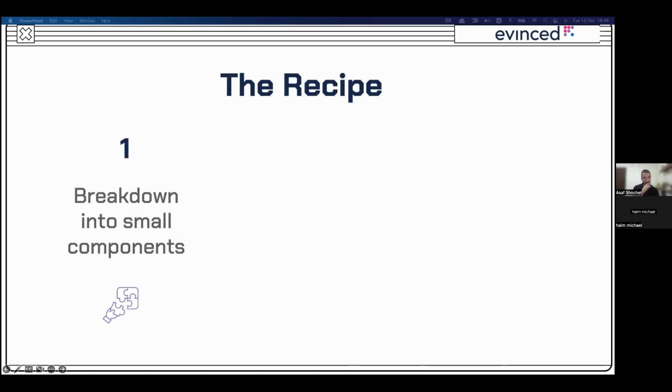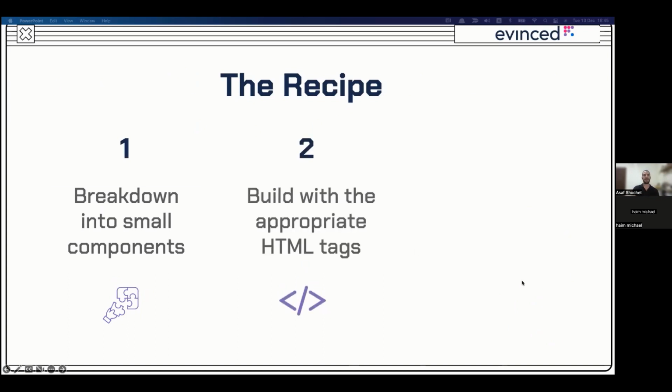Well, first we break down our system into small components. They can be dumb, they can be smart. It's a different discussion, but they should be small enough. Now, after that, we'll build them with the appropriate HTML tags, meaning we try to find the best HTML tag to suit the component. I'll get into it in a moment. And second, we're going to automate everything we can, including accessibility testing.